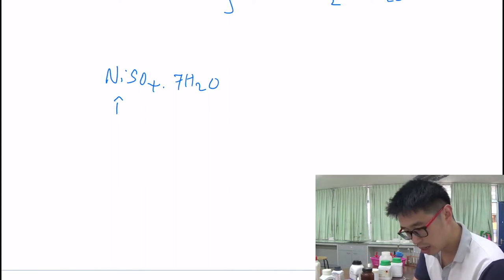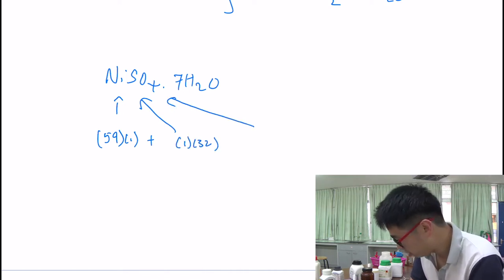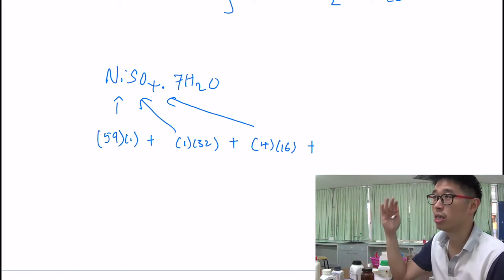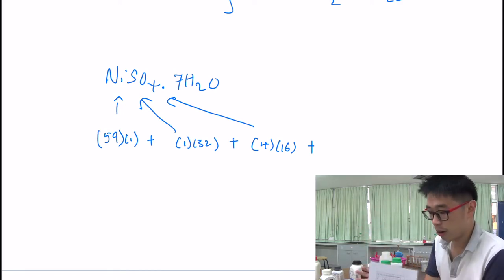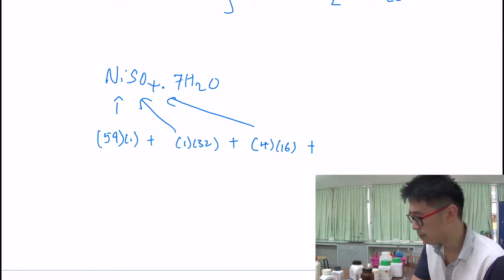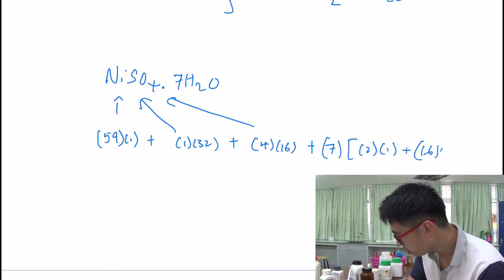So the molecular mass of nickel is 59, there is one nickel, and then there is one sulfur, so 1 times 32, whichever order you like, but you have to add up the individual mass for the atoms. And you have 4 oxygen, 4 times 16. And then you have the dot. The dot refers to the separation between the formula unit, which is the ionic compound, and the water molecules that crystallized together with the ionic compound unit, and you have 7 water of crystallization. So 7 times bracket, 2 times 1 plus 16 times 1.